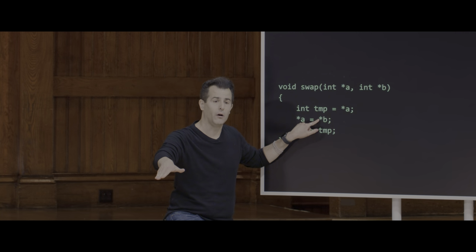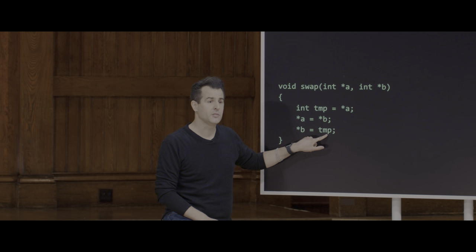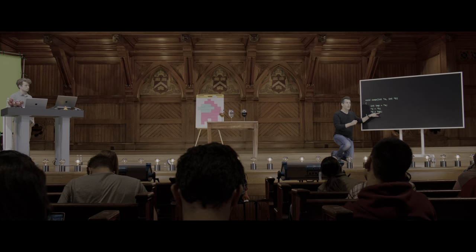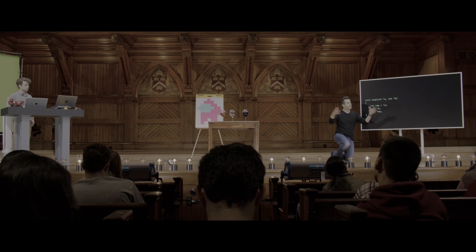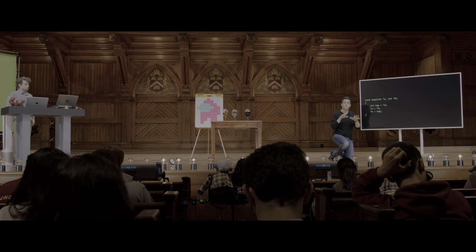You go to b as well. Last line, you go to b and change it to be whatever the temporary variable was, which happened to be the same as a. So that's where the final value gets swapped. But here, there's a lot more crisscrossing, metaphorically across the stage, where you're going to all of these different addresses in the swap function to make these changes.